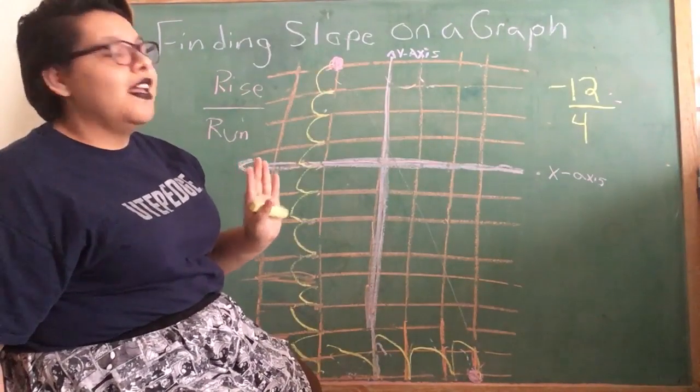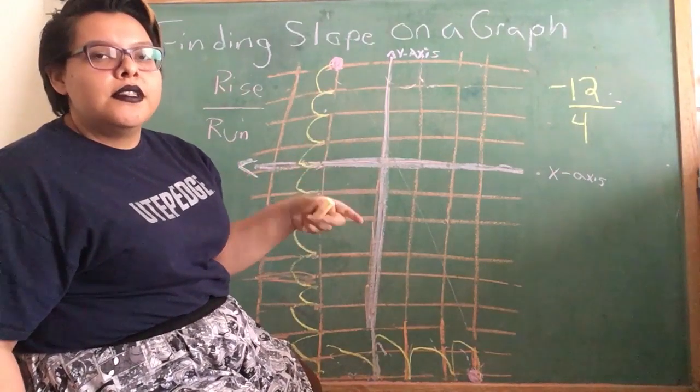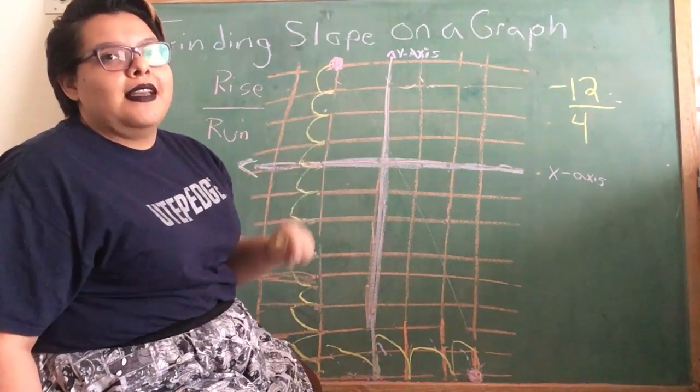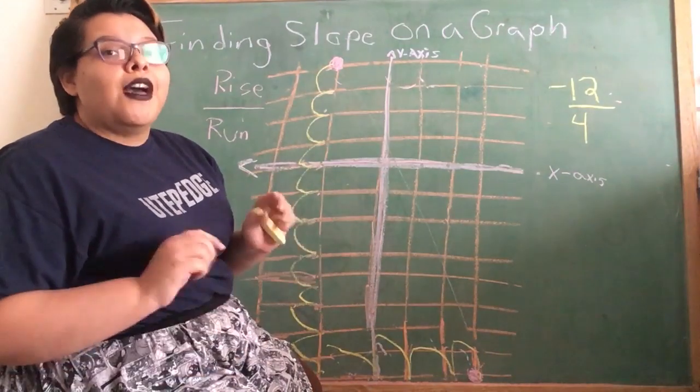Now there's a way to simplify it as it's even numbers, but we'll go over that in the next step, in which we're going to find the slope without a graph.